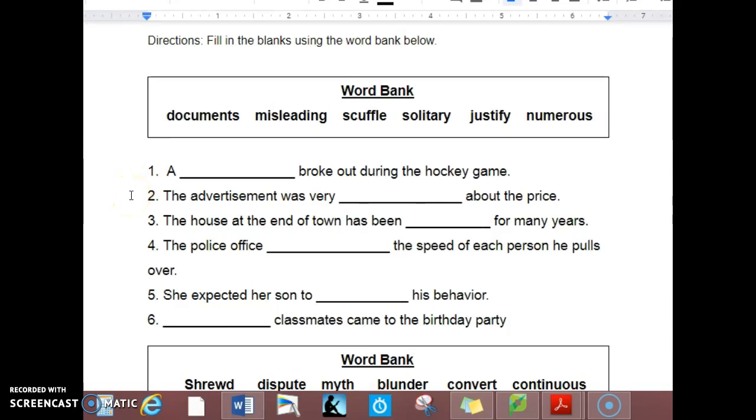2. The advertisement was very blank about the price. 3. The house at the end of town has been blank for many years. 4. The police officer blank the speed of each person he pulls over. 5. She expected her son to blank his behavior. 6. Blank classmates came to the birthday party.